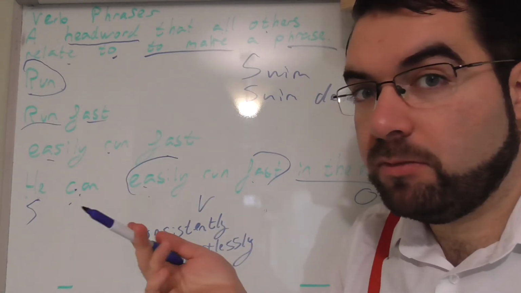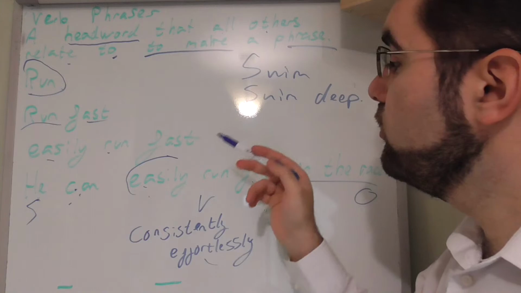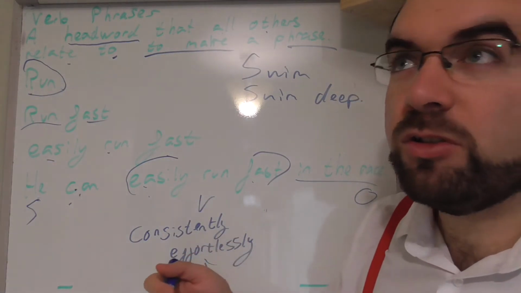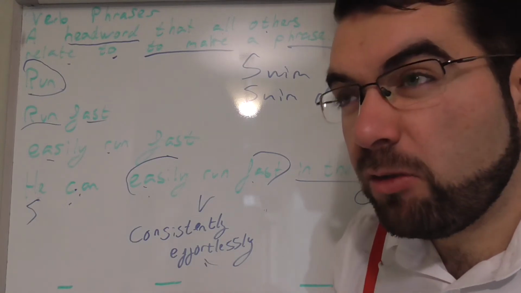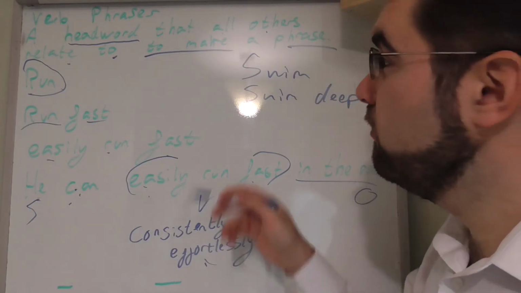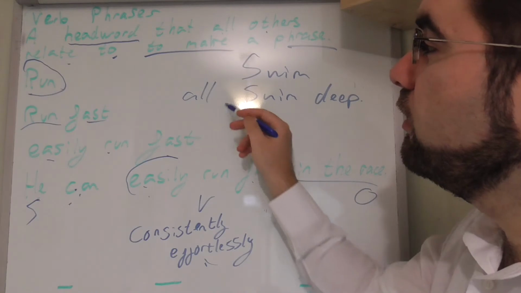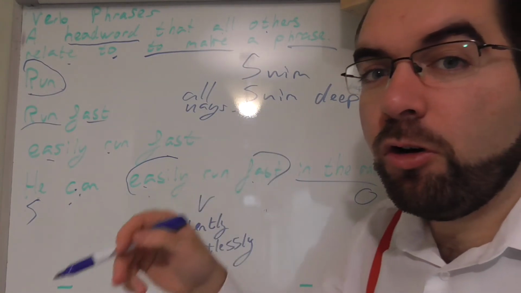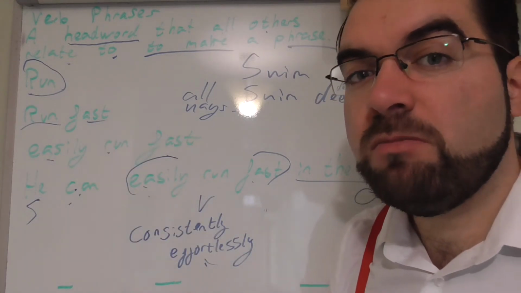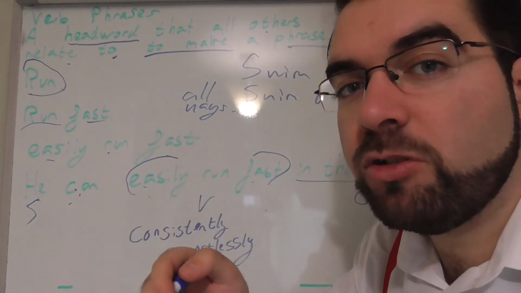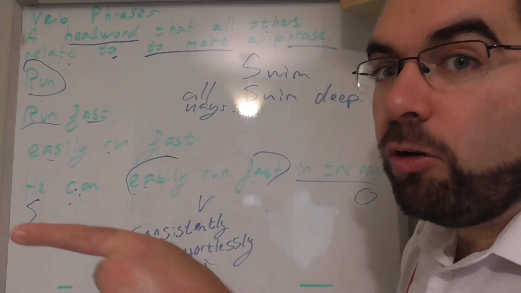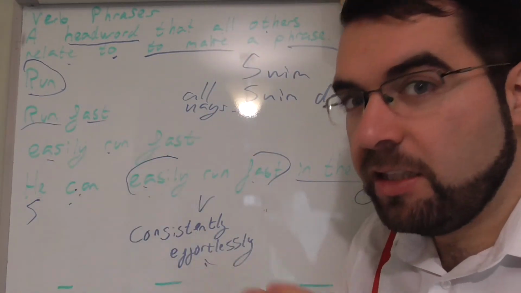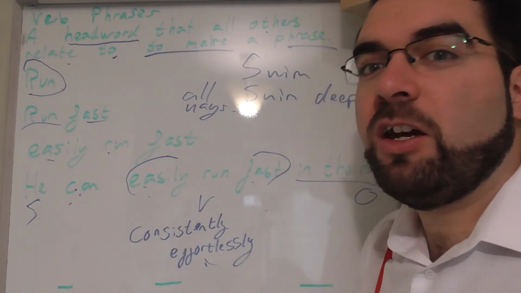Verb phrase. He wants to easily, effortlessly, consistently, maybe always swim deep, perhaps. Perhaps, always. Adverbial: always swim deep in the ocean. He always dives deep in the swimming pool, deep in the ocean.